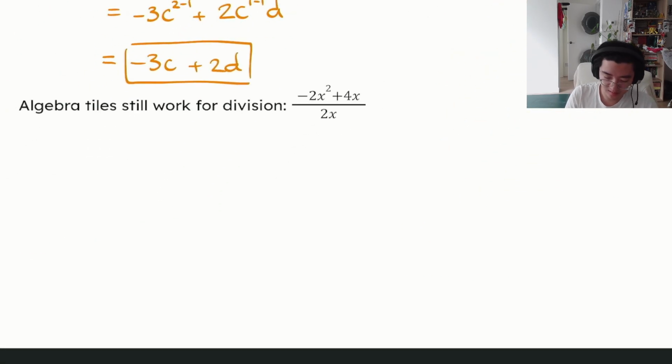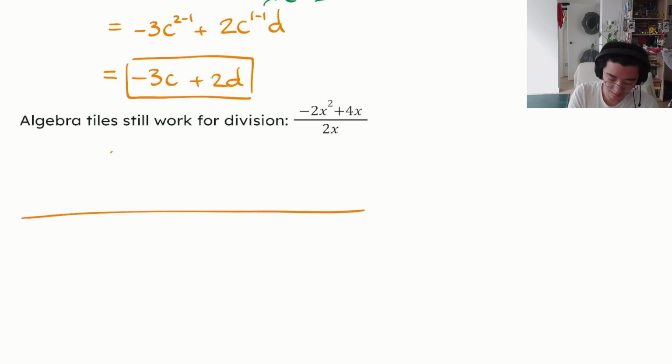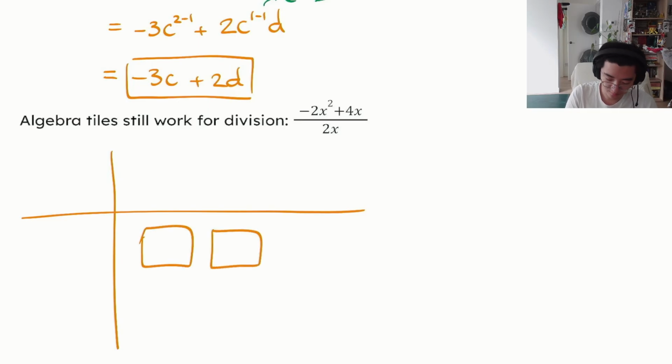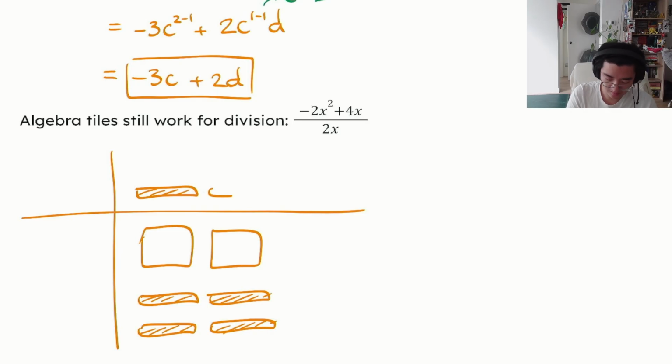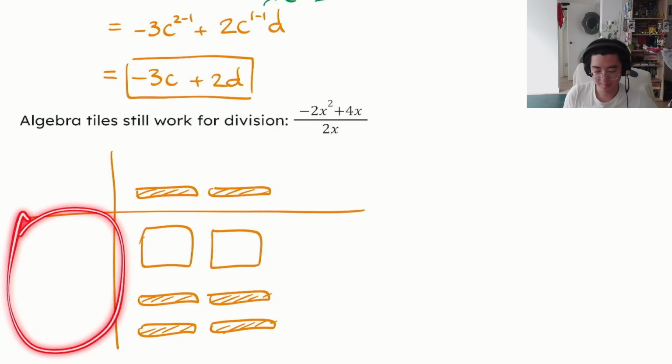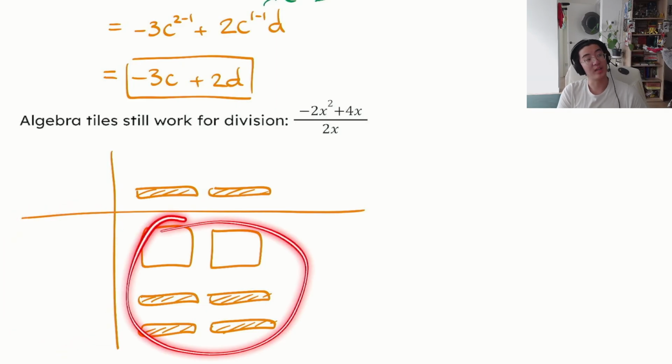Of course, you can do algebra tiles as well if you like. Right, so in this case, we have the top number here: 2 of the negative x squared tiles and 4 of the long x positive tiles. We're dividing everything by 2x. So now we're saying, what shapes can we put here so that we get all those 6 shapes here?